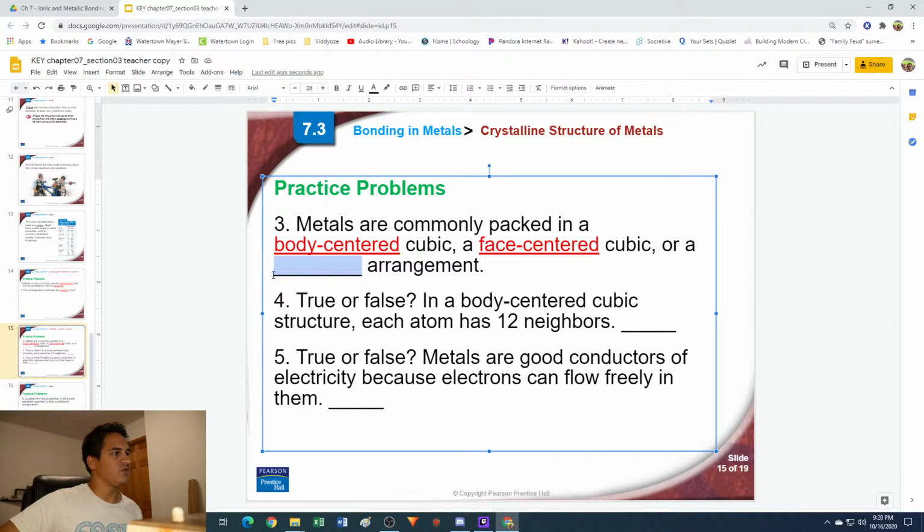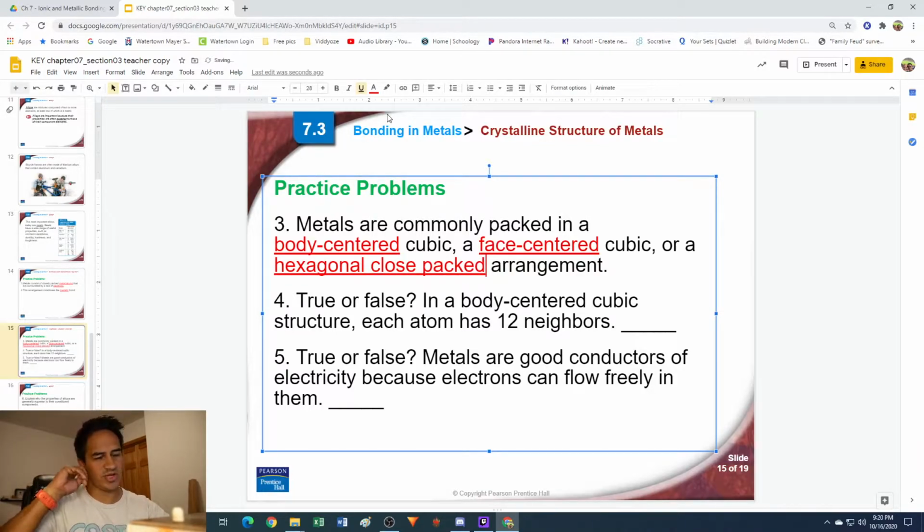And then the last one we had was called hexagonal close packed. So in a hexagonal close packed arrangement, you have 2 hexagons of metal atoms on top and bottom with a little triangle in the middle, and they sandwich everything.